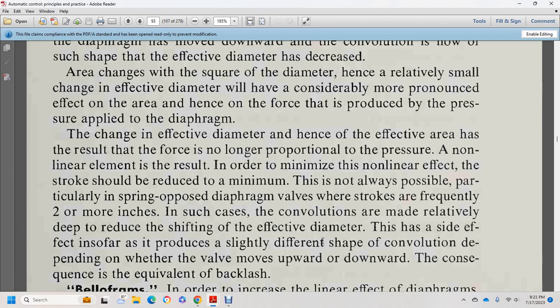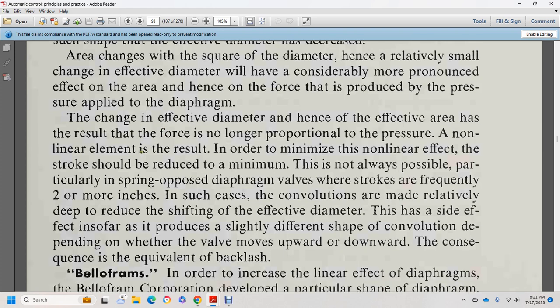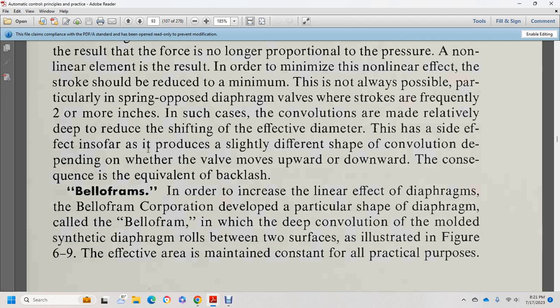upward with the diaphragm valve, with a stroke frequently of 2 or more inches. In such a case the convulsions are made relatively deep, reducing the shifting of the effect of the diameter on the side of the effect. It will produce a slightly different shape of the valve convulsion depending on whether the valve moves upward or downward. Consequently, there is an equivalent backlash.